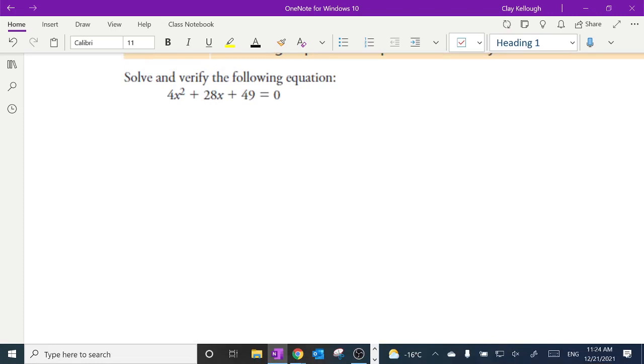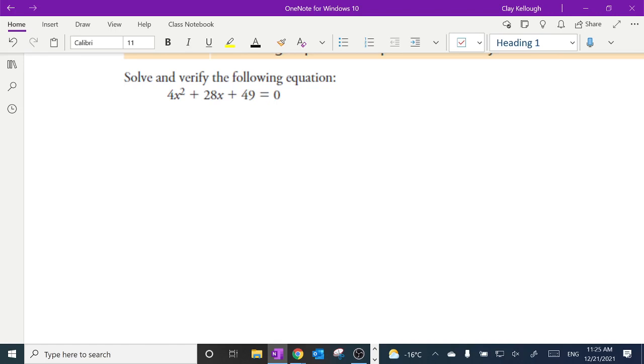Can I factor anything out of it right away? No. 4 doesn't go in. It goes into 28, but it doesn't go into 49. Oh, wait a minute. I just noticed something else. What kinds of numbers are 4 and 49? They're perfect squares. Maybe this is a perfect square trinomial.